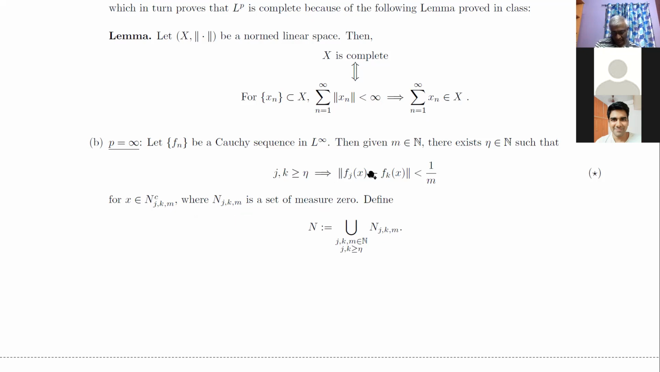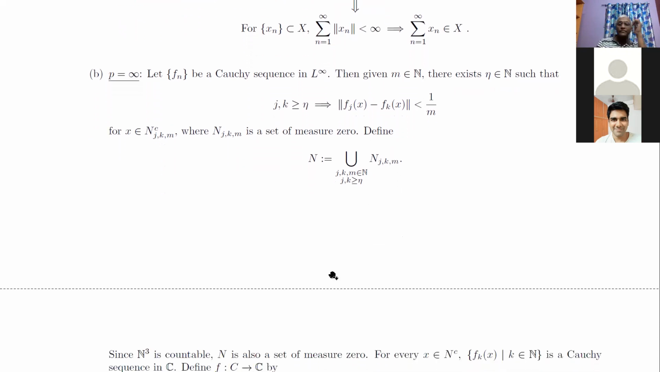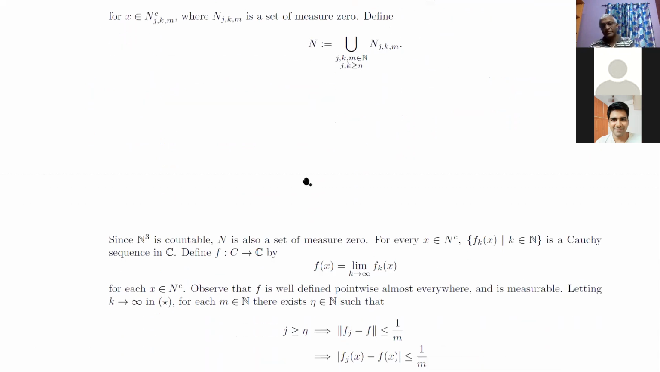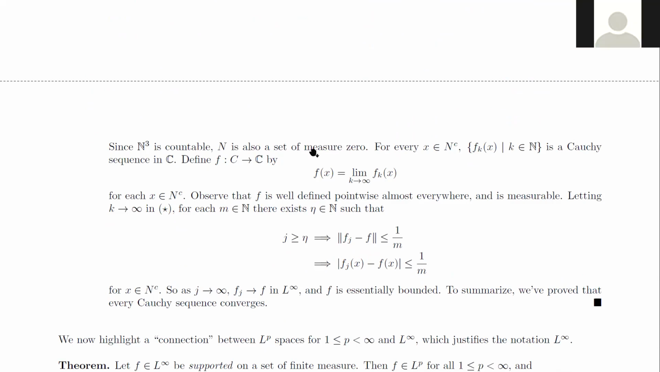Let's call that null set N_jkm, and we define N to be the union over j, k, m in the natural numbers, such that j and k are greater than or equal to the eta corresponding to that particular value of m, of these sets N_jkm. Since N cubed, or N cross N, is countable, N is also a set of measure 0. Now note that for every x in N complement, the sequence fk(x), k belongs to N, is also a Cauchy sequence in the complex numbers. But we know that C is complete.